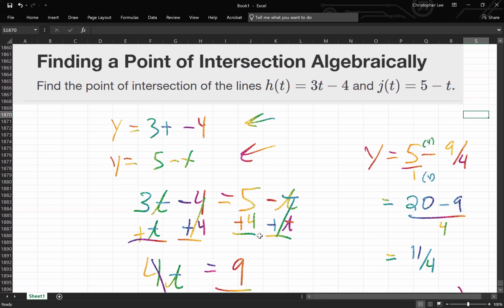So basically, they're equal to y. Even though it's h of t and j of t, they're basically like y's, right? I'm setting both of them equal to one another so I can solve for their input. And then once I have the input, I just pick one of the formulas. It doesn't matter which one. And then I get the output from there.